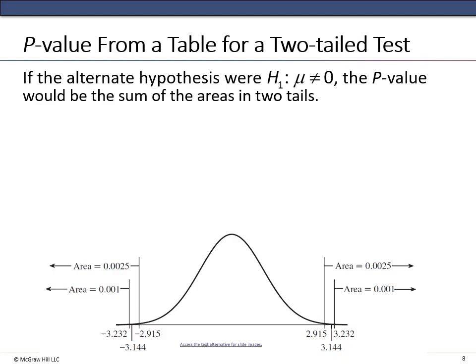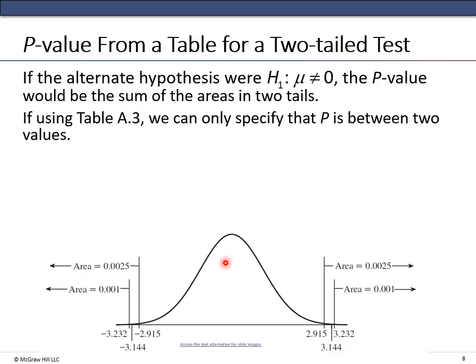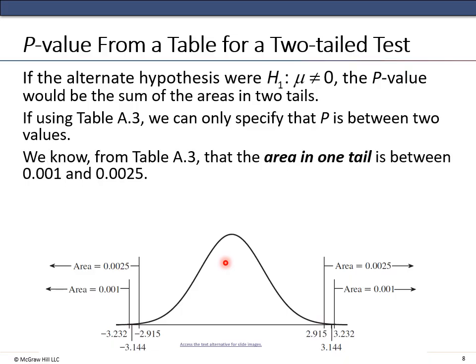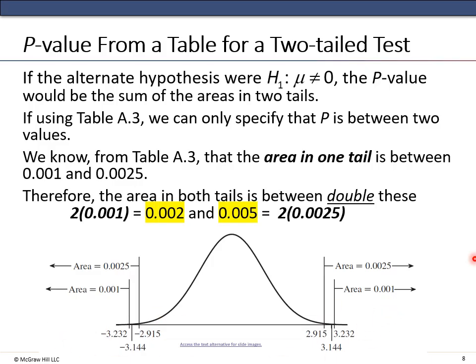If the alternative hypothesis were that the mean of the population doesn't equal 0, the p-value would be the sum of the areas in the two tails, okay? If using A3, we can only specify that p is between two values. We know from table A3 that the area in one tail is between 0.001 and 0.0025. But if we were just looking whether it was greater than or less than, again, a two-tail test, what we would do is simply multiply both of those values by 2, because, again, we have a symmetrical feature, so the area in the right tail is the same as the area in the left tail.